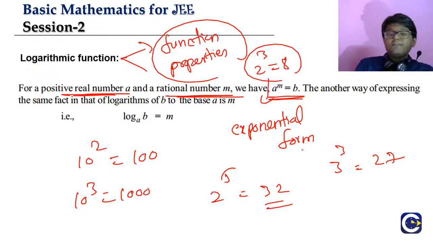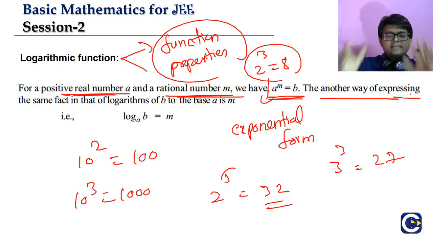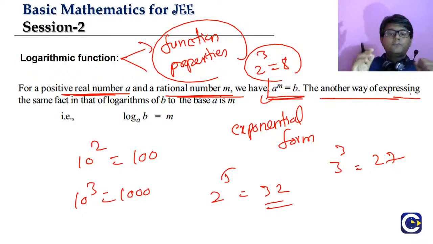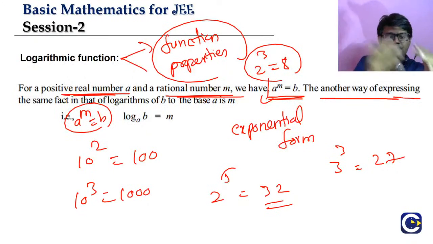Now the same information can be represented in another way, and that is what we call the logarithmic form. The same information: we know 2 cube is equal to 8. The same information can be represented in another way. That is what we are calling the logarithmic form. What is this logarithmic form? So look at it. a power m is equal to b. This information we are representing in another manner.